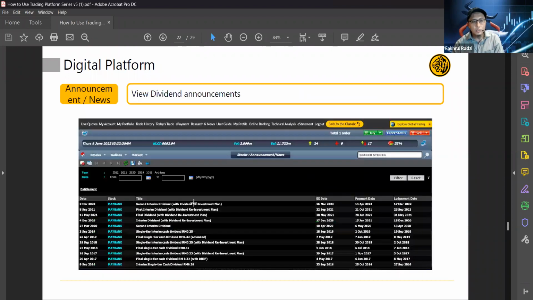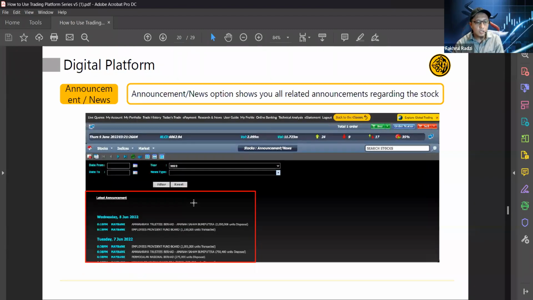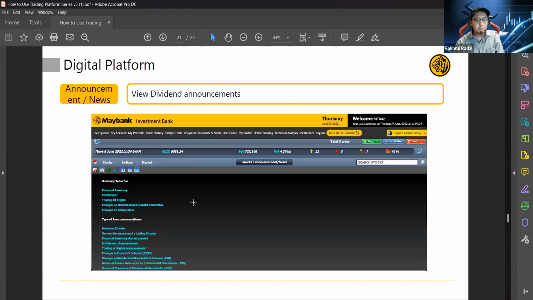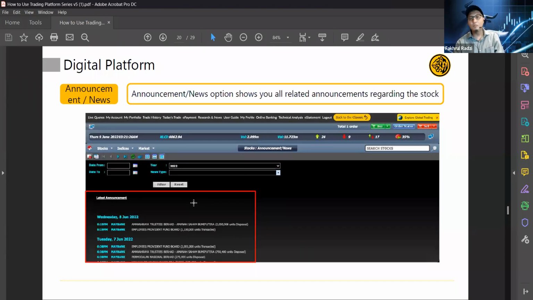Okay. So in our platform also, you can go review the latest announcement. The latest announcement is very important. You need to know what is going on with some of the stocks. There is a corporate action announcement that you need to know. Maybe the dividend announcement, the right issue announcement. This is under corporate action, guys. The latest announcement.